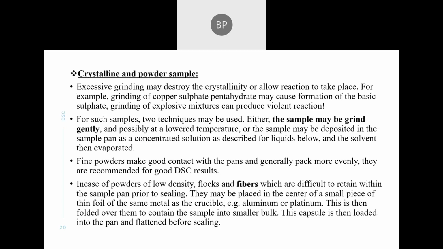Now, coming to samples of powders having low density, and fibers, it is difficult to retain them within the sample pan prior to sealing because fibers won't align at a particular position in the crucible. So what we do is take a small piece of thin foil made of the same metal as the crucible, place the sample in the center of the thin foil, and then fold it over to contain the sample in a smaller bowl. Then put this capsule into the crucible and flatten it before sealing the crucible.